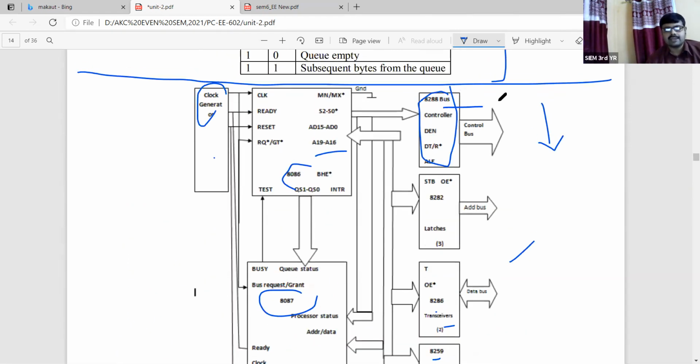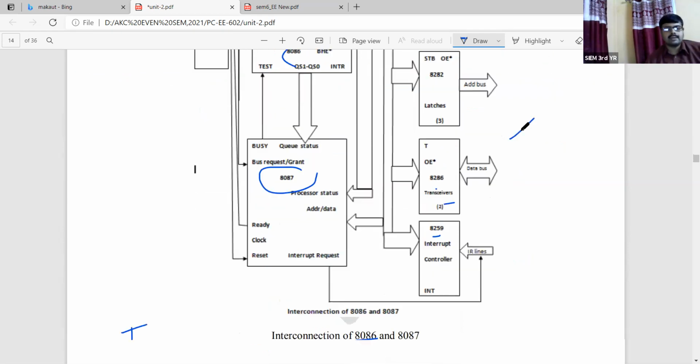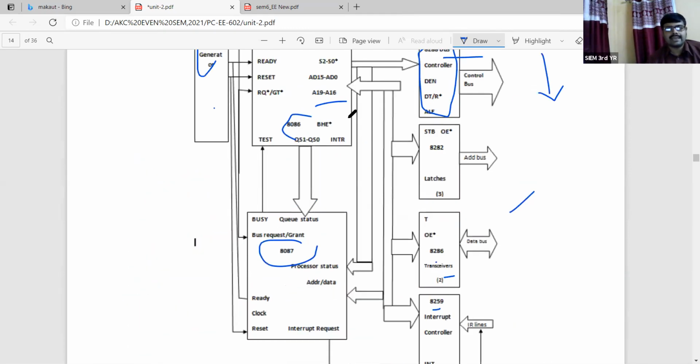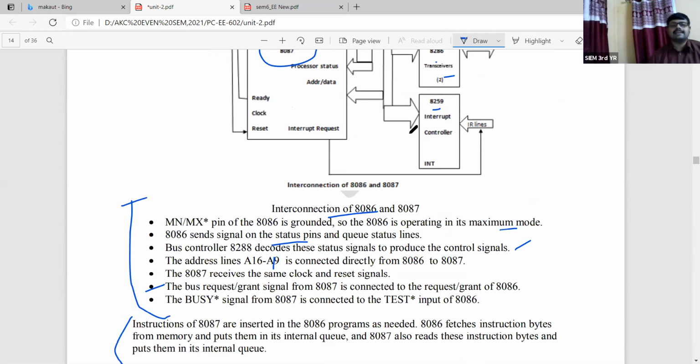If you see the top of this particular connection diagram, one bus controller is there, the 8288 bus controller. The bus controller 8288 will decode these status signals to produce the control signals. Next point, the address lines A16 to A19 are connected directly from the 8086 to the 8087. Next point, the 8087 receives the same clock and the reset signal.